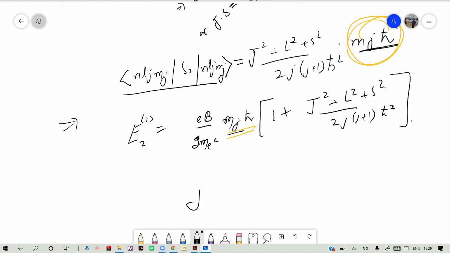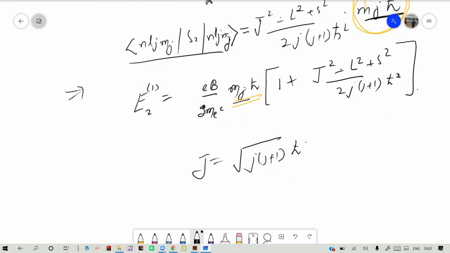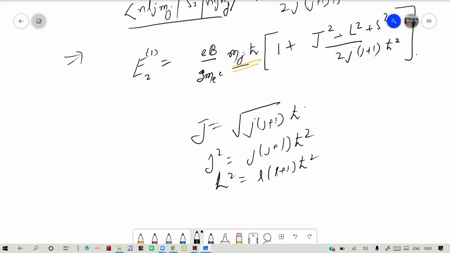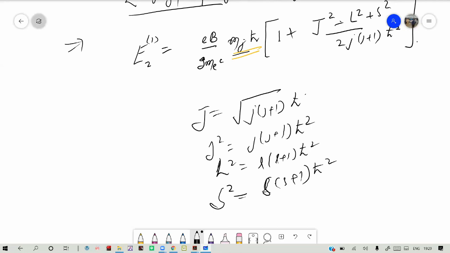Now use J equal to square root of J into (J plus 1) h cut. And when you square it, J squared will be J into (J plus 1) h cut squared. Similarly, L squared will be equal to L into (L plus 1) h cut squared, and S squared will be equal to S into (S plus 1) h cut squared. So when you use these values into this, you will find that E_Z1 will be equal to here.